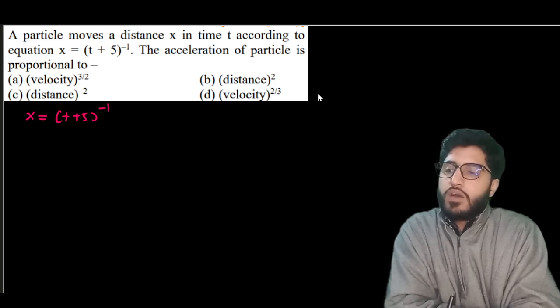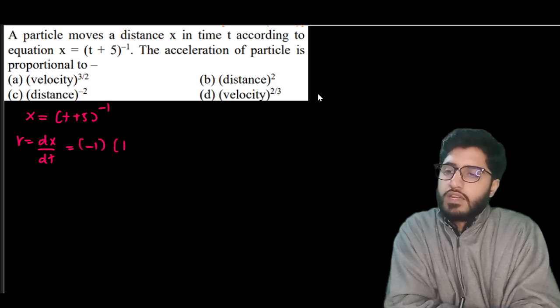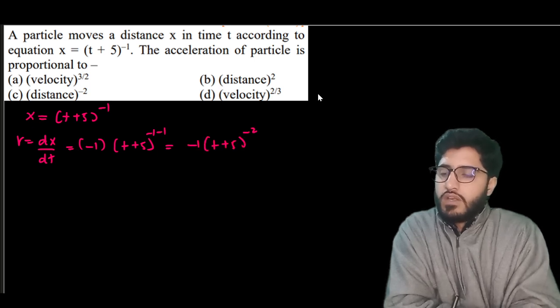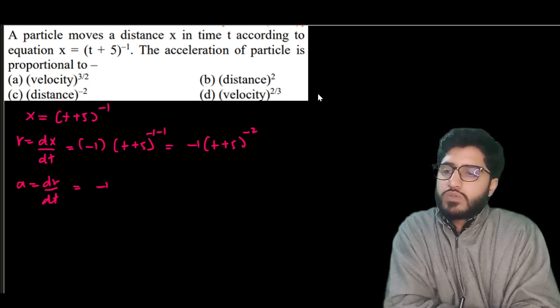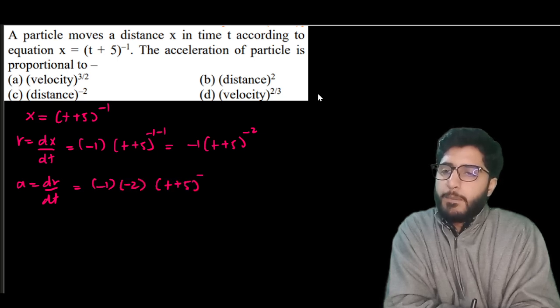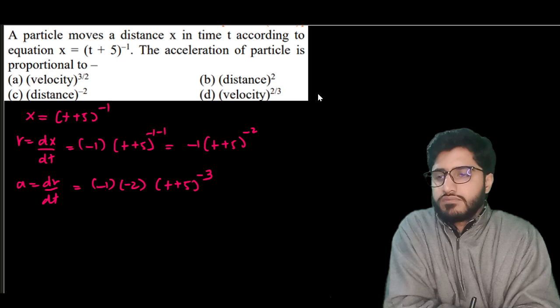So I need to find its velocity. Velocity is nothing but the differentiation of x with respect to t. I guess it came out to be -1 times (t plus 5) to the power -2. One more differentiation, so acceleration is dv by dt. It came out to be -1 times -2 times (t plus 5) to the power -3, right?